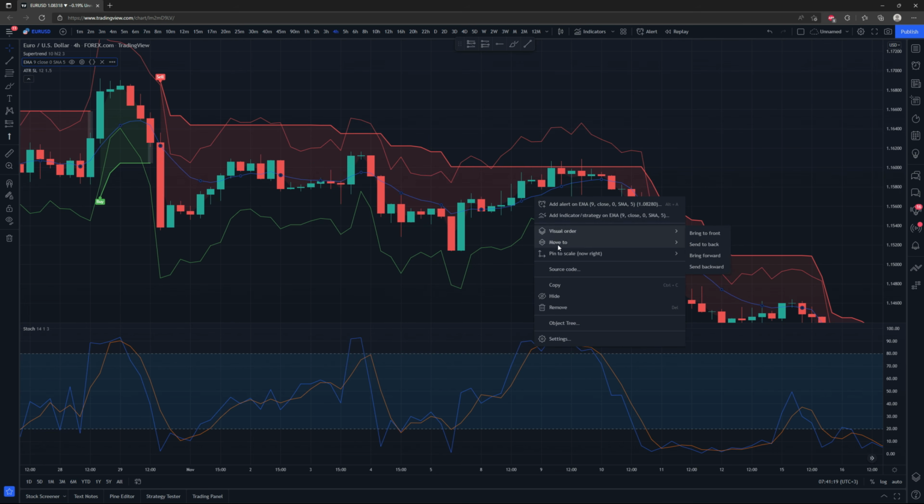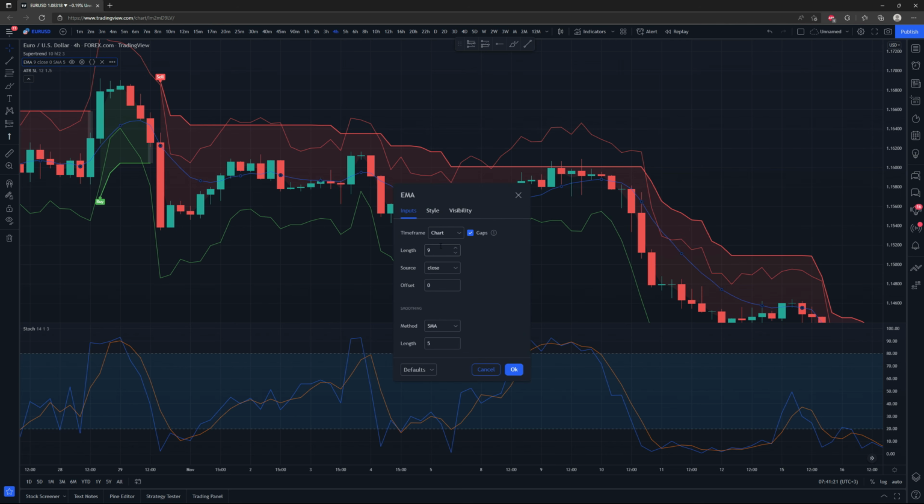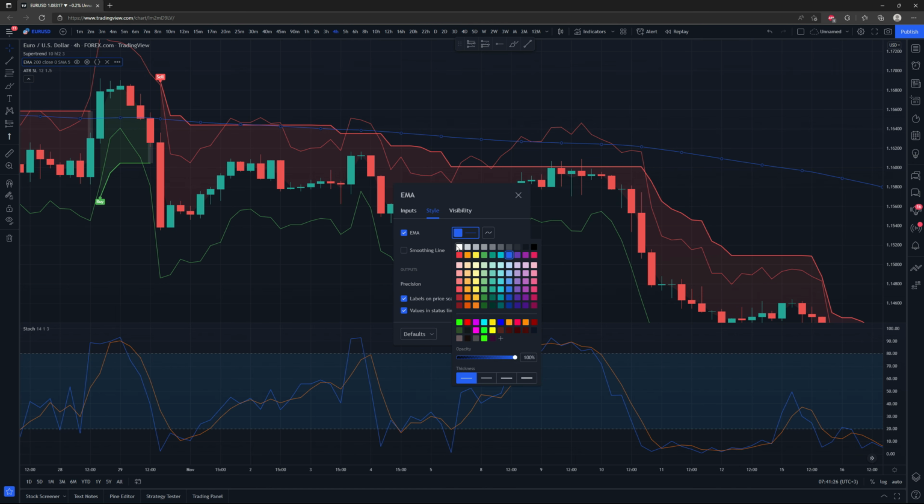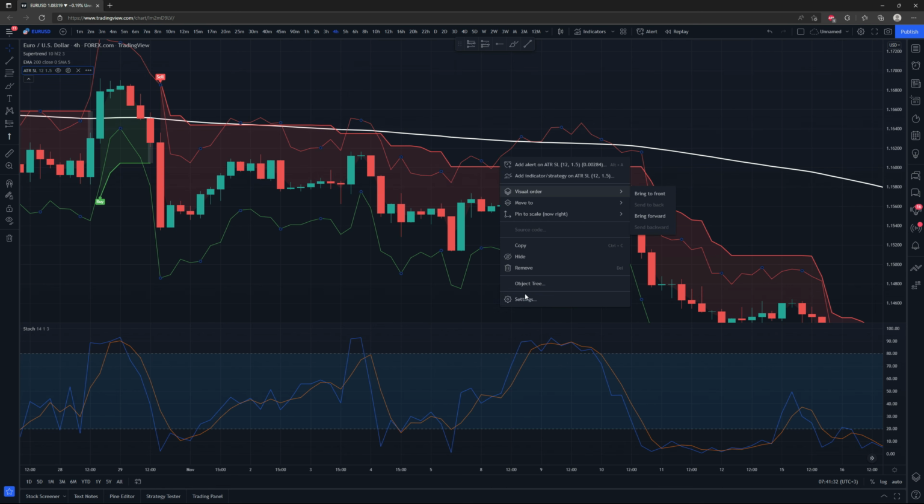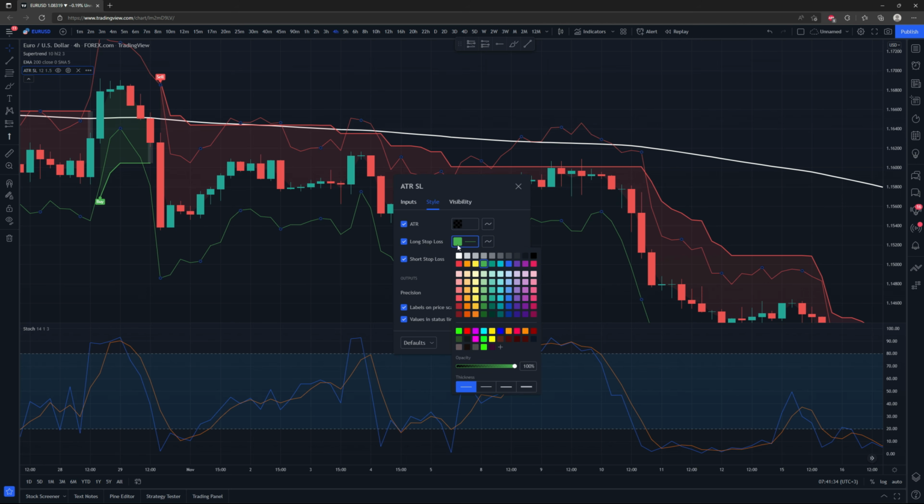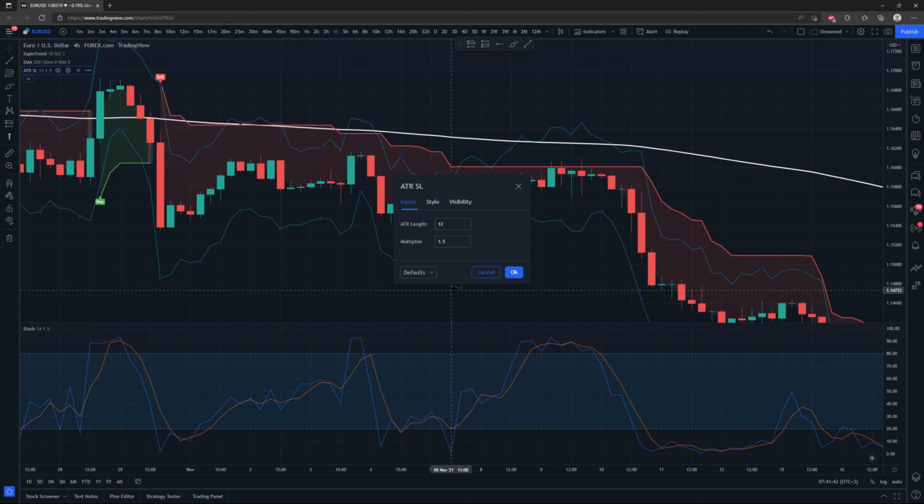Now we'll do settings. So the exponential moving average, we're going to change that to 200 length, and I'm going to change the color to white and make it a bit thicker so it's easier to see. So that's it for that. For the ATR stop loss indicator, I'm going to change the color, kind of lighten it up just so it doesn't look as messy and kind of in the way. But I'm going to leave the inputs the same at default.